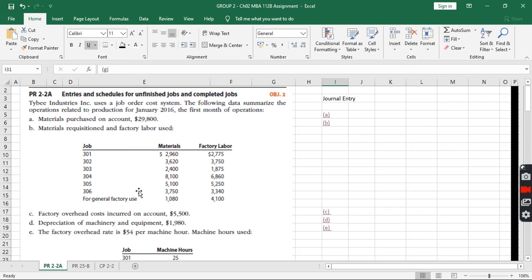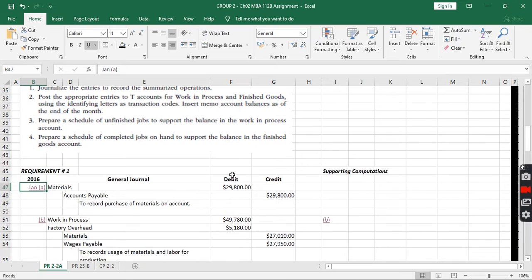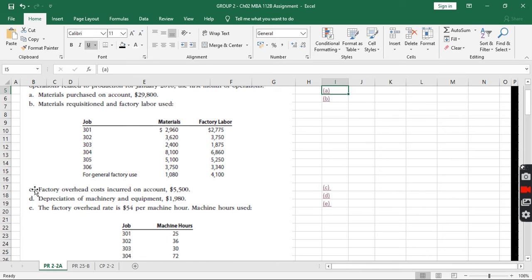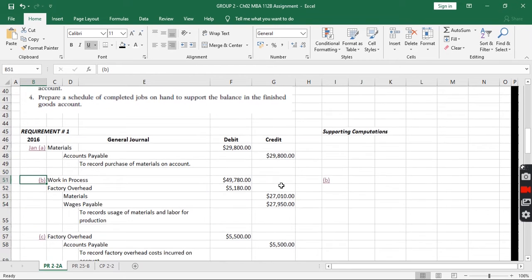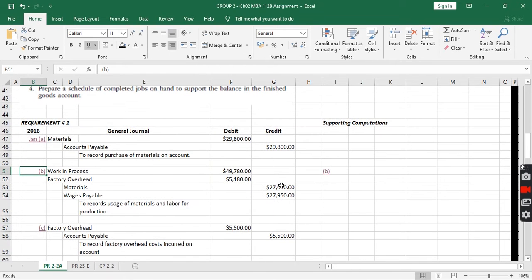So the first transaction is materials purchased on account for $29,800. So the journal entry for that is this one. Since you have purchased materials, debit materials for $29,800 and accounts payable, since the materials were purchased on account, for $29,800. For the next transaction, we have materials requisition and factory labor used. So this actually pertains to production already. With that, our entry for this is this one.